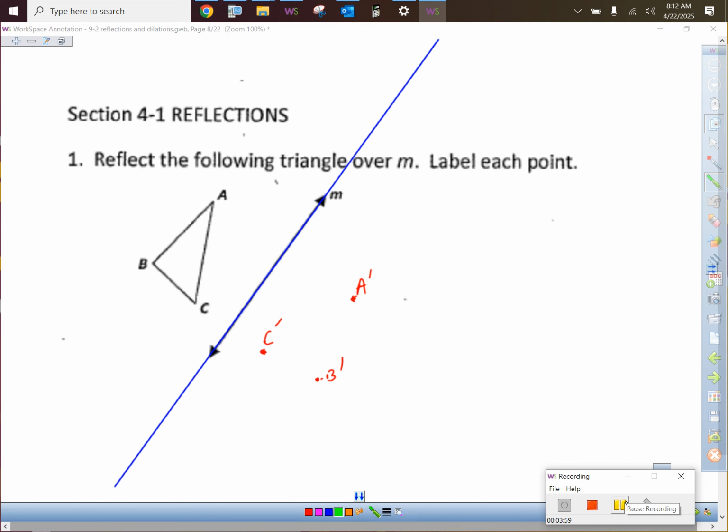Once you've got those 3 vertices reflected, you just take your straight edge and connect those together. And you'll get triangle A prime, B prime, C prime.